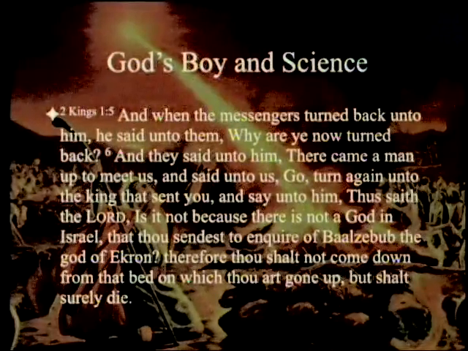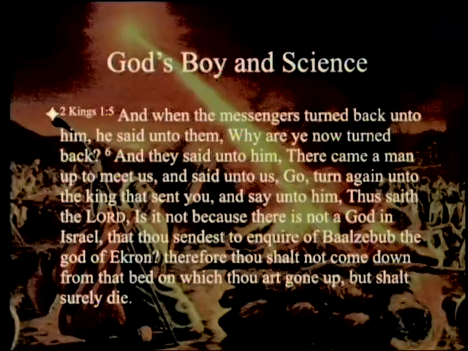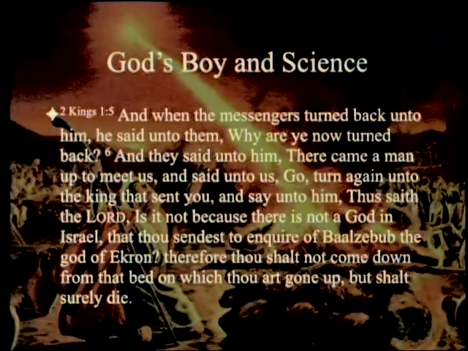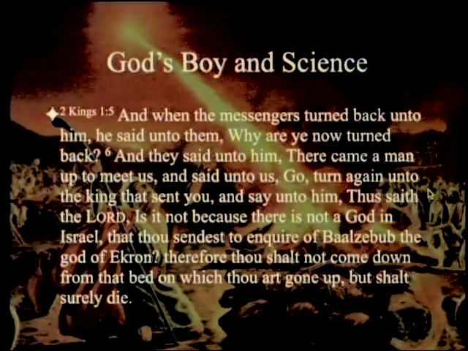A little further on, Second Kings 1:5, this is the story of Ahaziah, who is sending messengers unto Ekron to find out if he's going to be healed. And when the messengers turned back unto him, he said to them, why are ye now turned back? And they said unto him, there came a man to meet us and said to us, go then again to the king that sent you and say to him, thus says the Lord, is it not because there is not a God in Israel? You don't have a God and you can't inquire of him. And you really do. That thou sendest to inquire of Beelzebub, the god of Ekron.